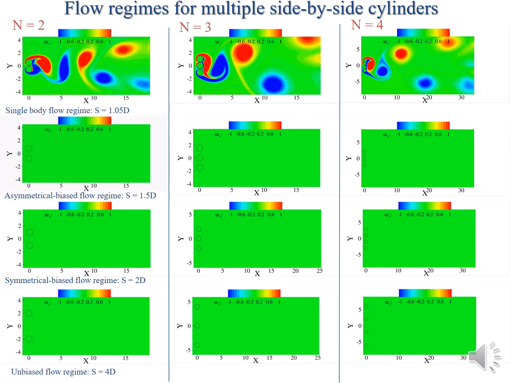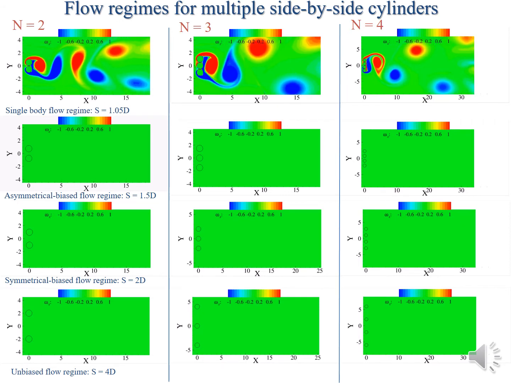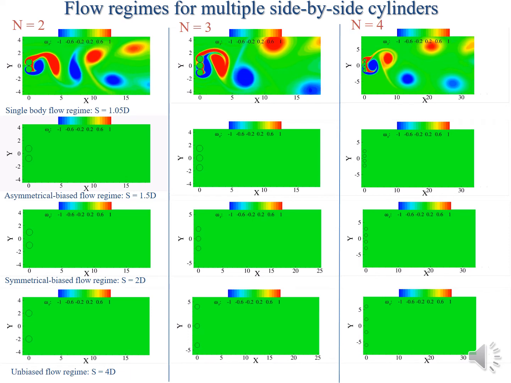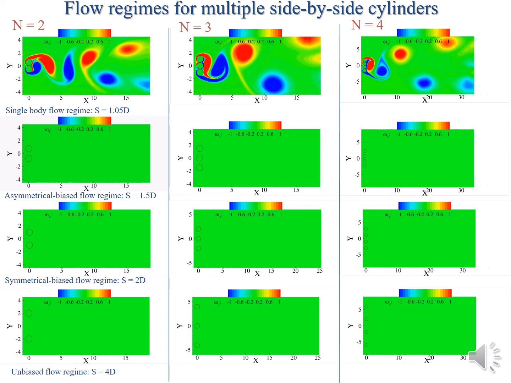And we can see that the flow structures really behave like a single body, and there is really not much difference as you increase the number of cylinders.